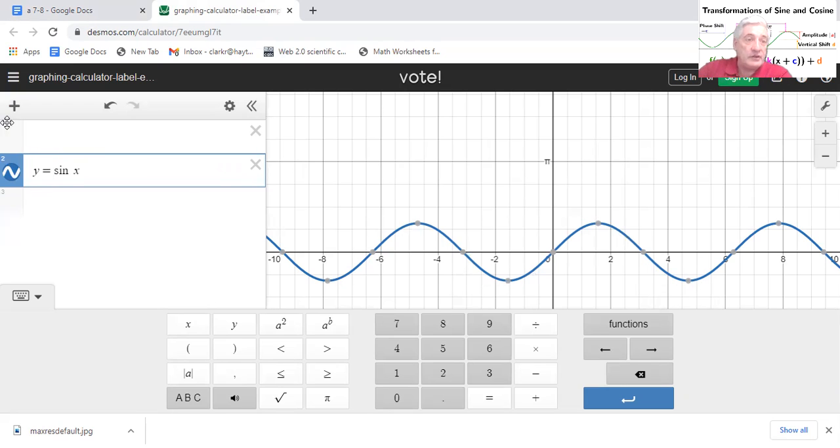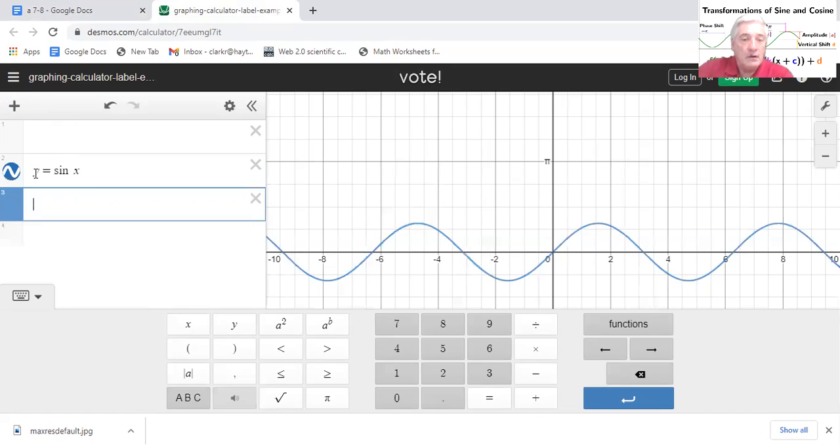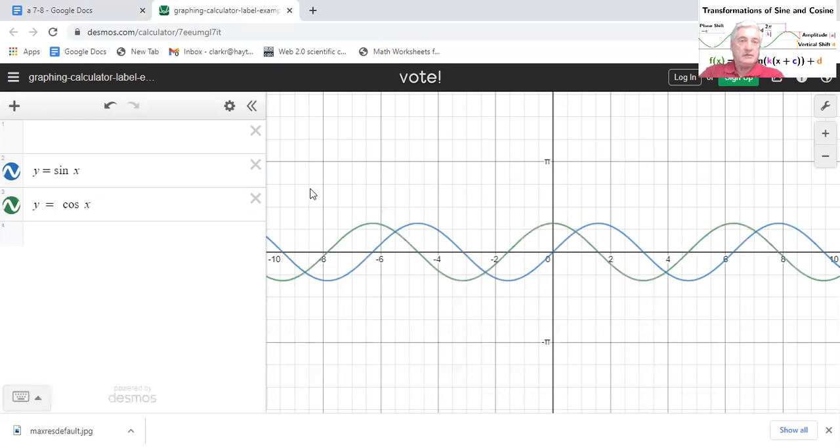What happens when I put cosine beside that? Y equals cosine x. The cosine is the green one now. The original sine is the blue one. When cosine is 0, sine is -1. And when cosine is 0, sine is 1.